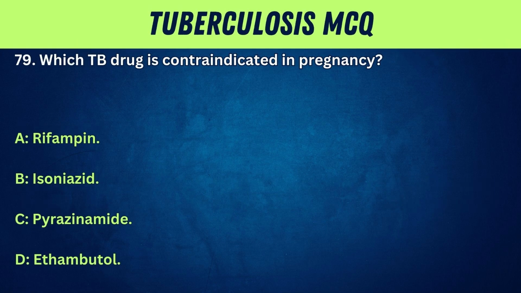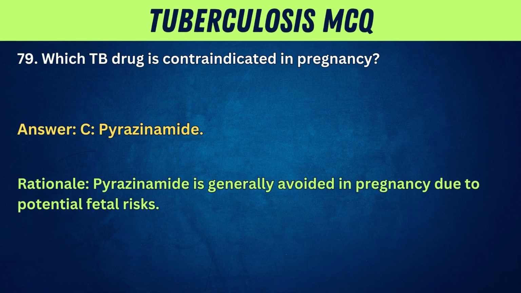79. Which TB drug is contraindicated in pregnancy? A. Rifampin. B. Isoniazid. C. Pyrazinamide. D. Ethambutol. Answer: C. Pyrazinamide. Rationale: pyrazinamide is generally avoided in pregnancy due to potential fetal risks.